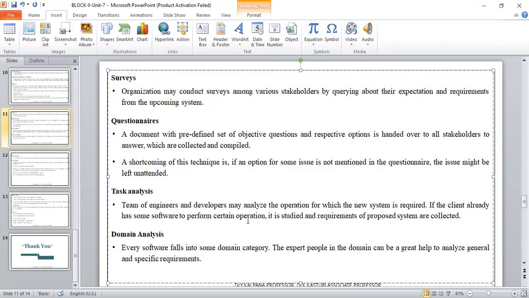Domain analysis. Next comes the domain analysis. Every software falls into some domain category. The expert people in the domain can be a great help to analyze general and specific requirements. Suppose a software project is done in the medical field. Therefore, a domain expert is needed to know about the domain knowledge of the software.